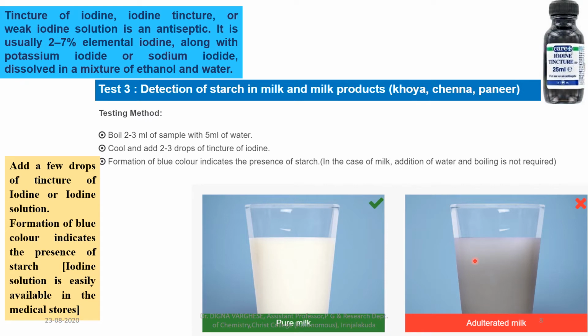But when we are using the pure milk, we are adding tincture of iodine to this particular milk. There is no blue color, which indicates the sample is not adulterated with starch. Iodine solution is easily available in the medical stores, so this test can also be used in our home.